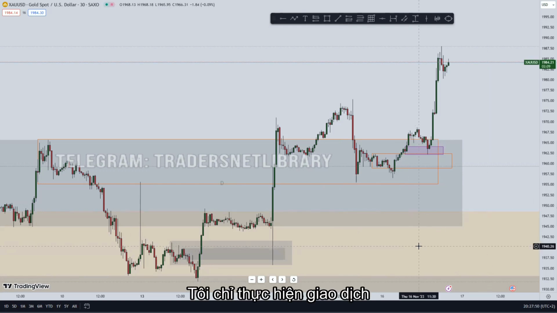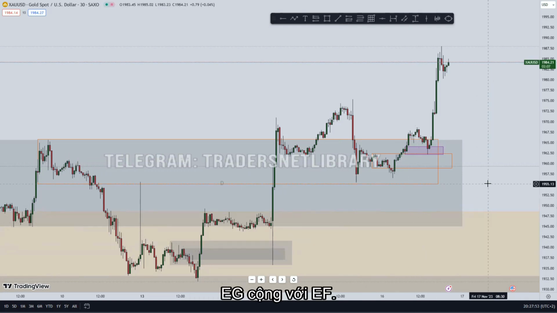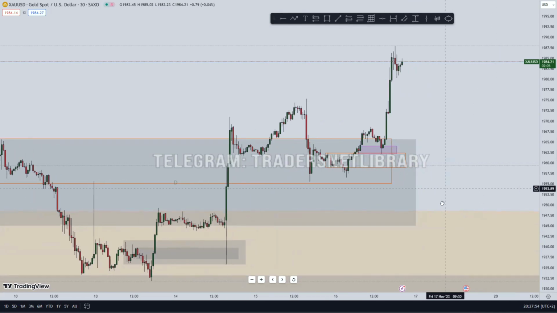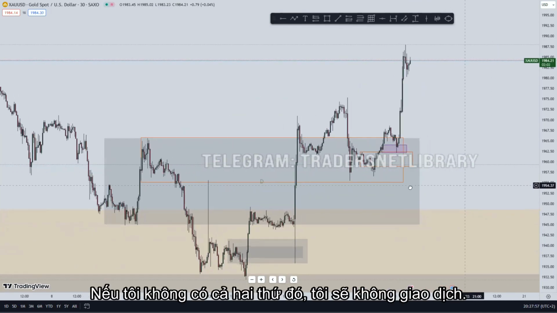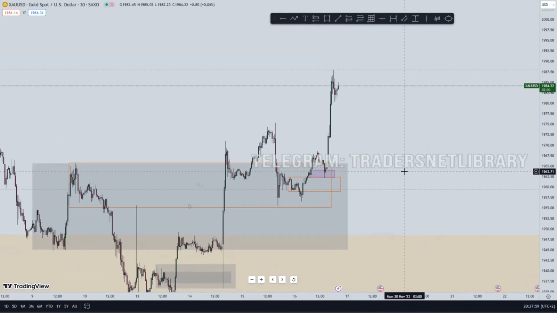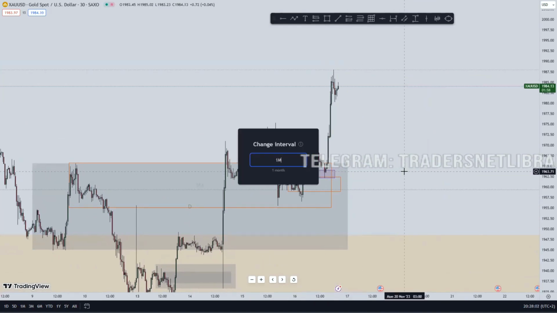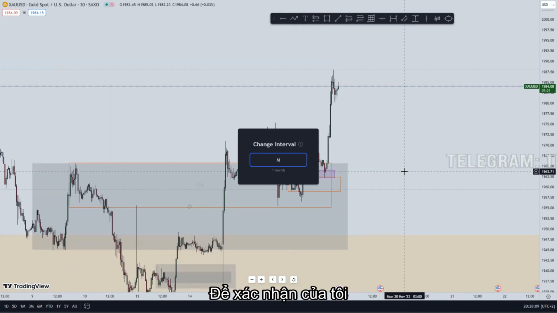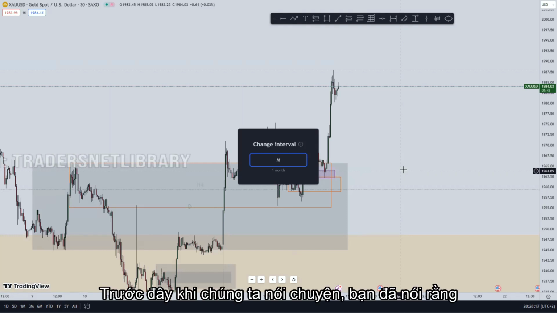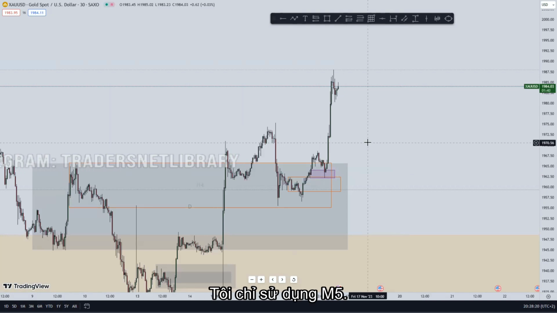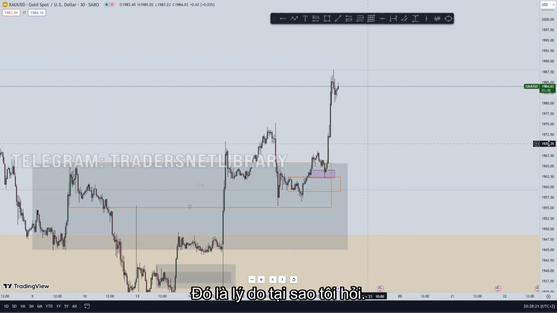I only take trades when I have EG plus EF. If I don't have both of them, I don't take a trade. Just like here, let me go to M1. Do you trade M1 or M5, brother? For my confirmation entry, I use M1 and M5. Previously when we had a conversation, you told me that you only use M5, so that's why I asked you again.